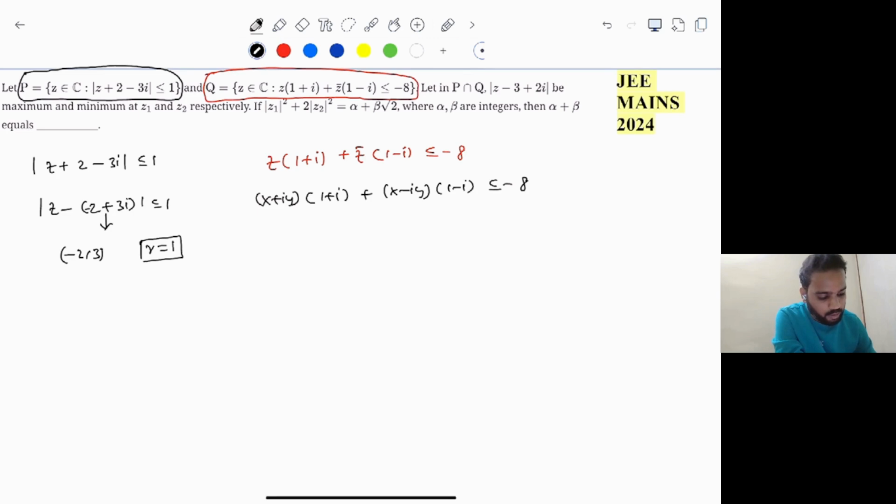If you expand completely, you will get something like this: 2x minus 2y less than or equal to minus 8.